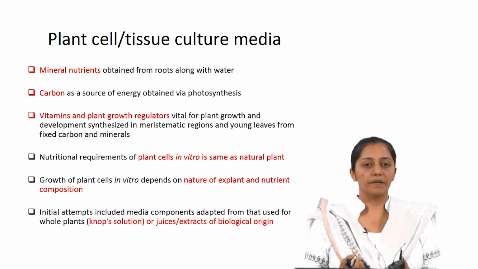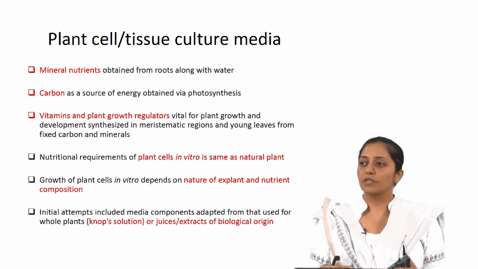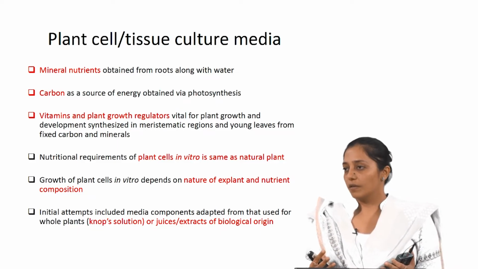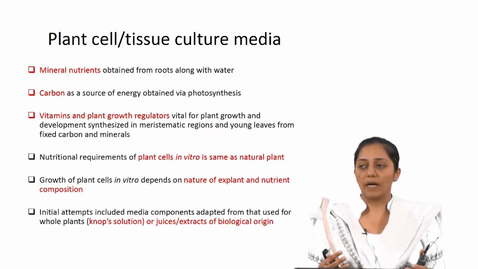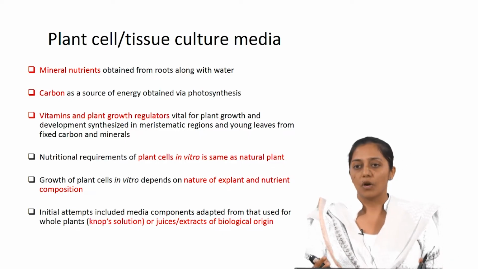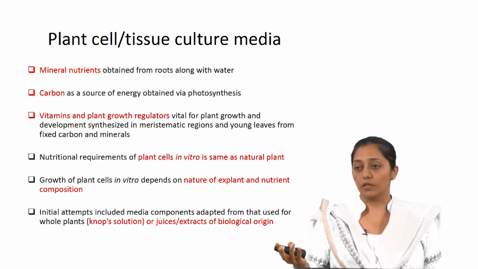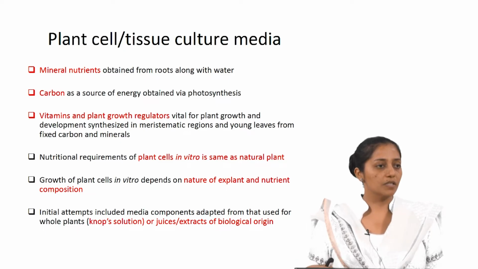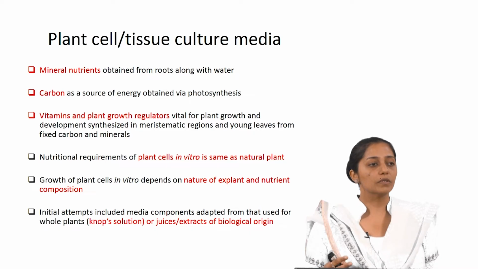Now apart from mineral nutrients and carbon, there are plant growth regulators, of which there are two kinds. Yesterday also I mentioned, one is endogenous, which means the cells themselves produce these plant growth regulators, so they are called plant hormones. If they are synthetically produced or exogenously present as signaling molecules, for example inducing the endogenous plant hormones, then they are called plant growth regulators.